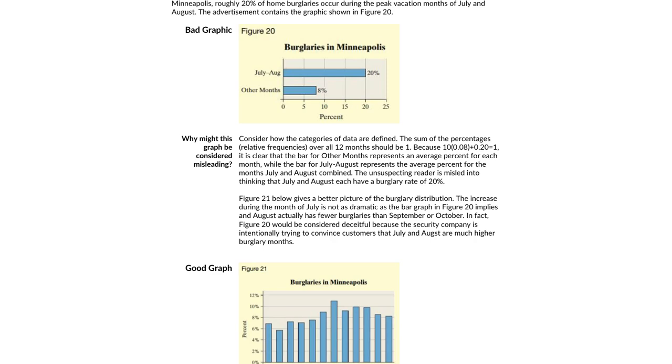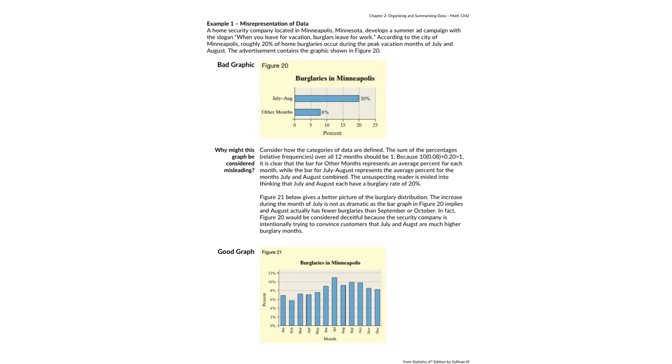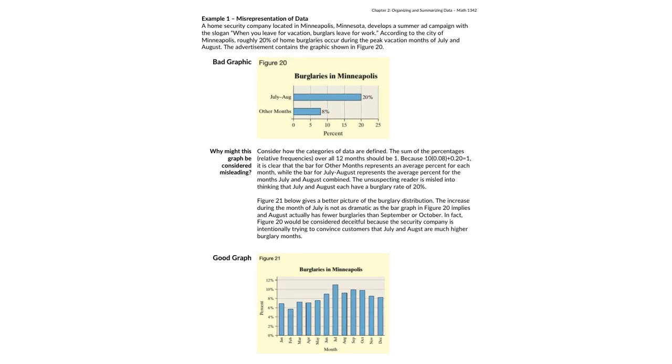So here's an example of what you're going to see for each of the problems here. We're going to see the scenario, the bad graphic, and why this graph might be considered misleading, and then a good graph.